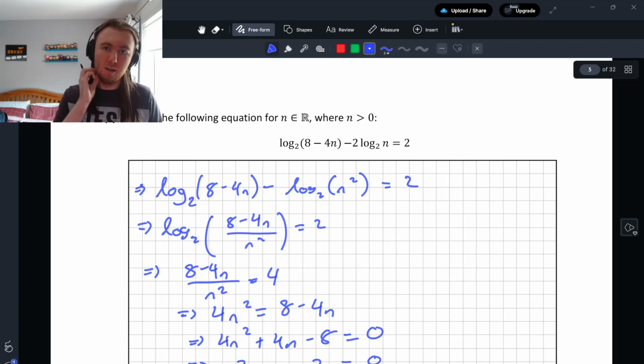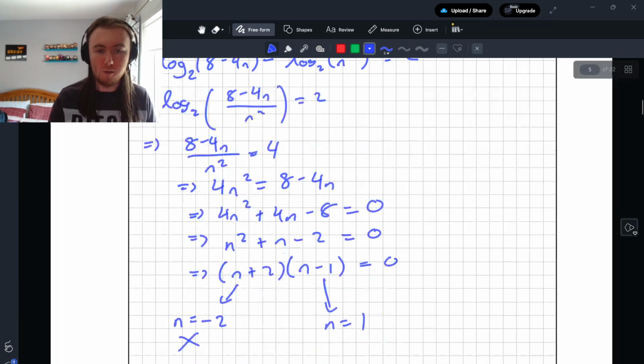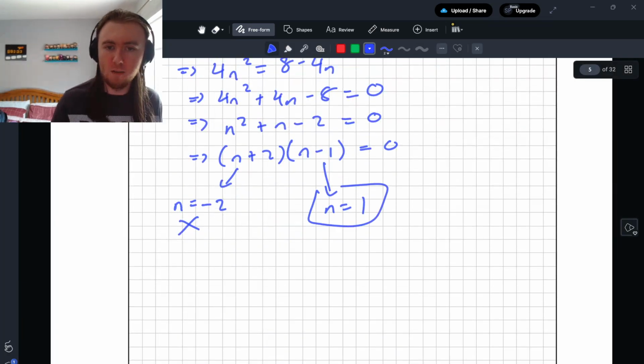So let's double check that. Log base 2 of 4 is 2. Subtract 2 lots of log base 2 of 1, so that's 2 minus 0, which is 2. So n is equal to 1.